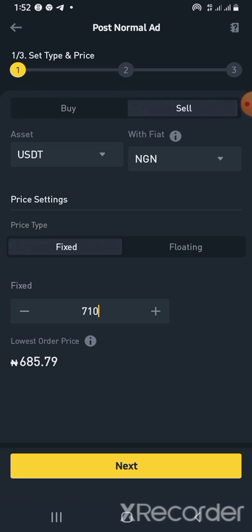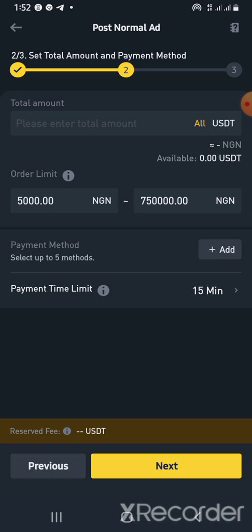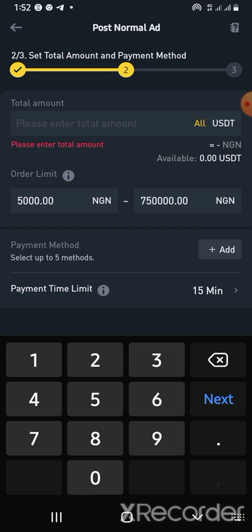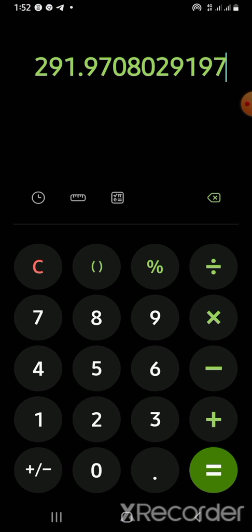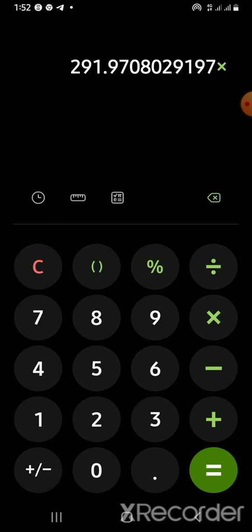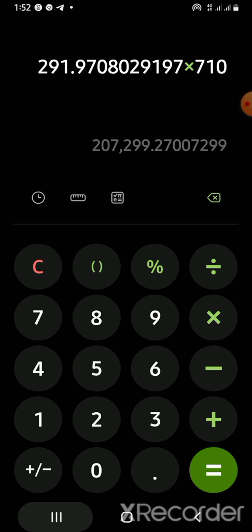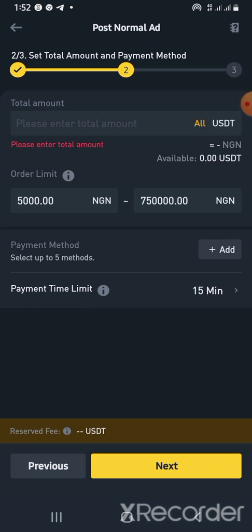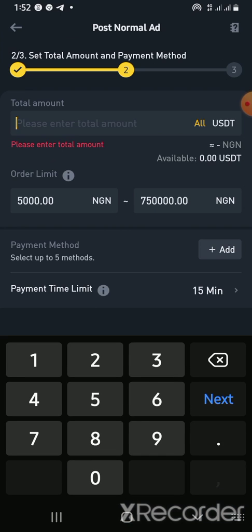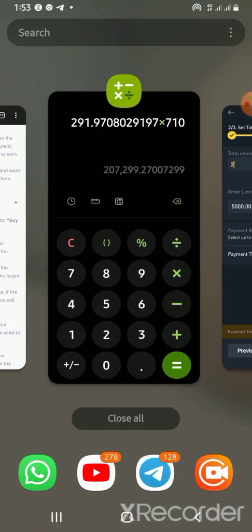So if I click on next now, I still set it up the way I set it up before. You can see this thing I bought now. Let me say I now want to sell at 710. I'm making about 220. Assuming I have the coins in my possession, I'll just click on maximum, then everything will just be there. But I'm just putting it for you guys to understand what I'm doing.